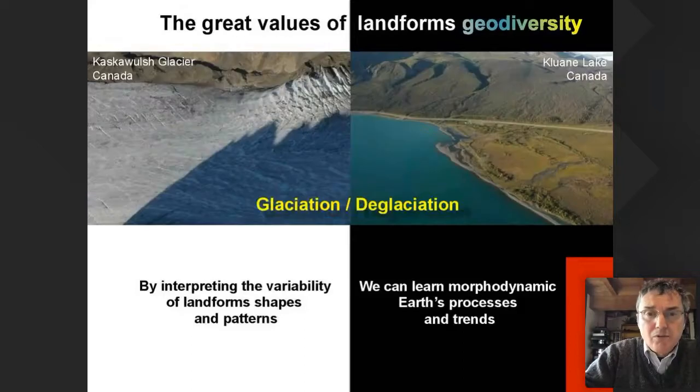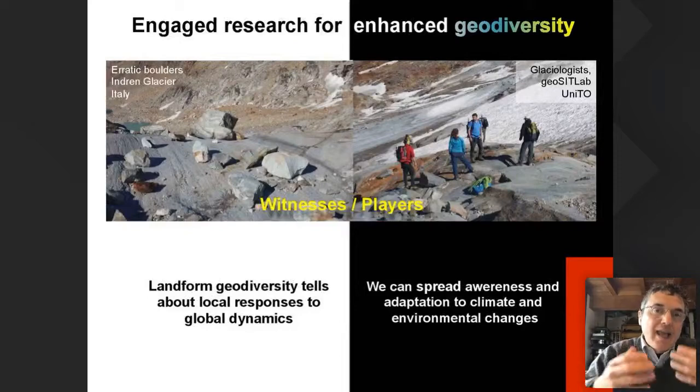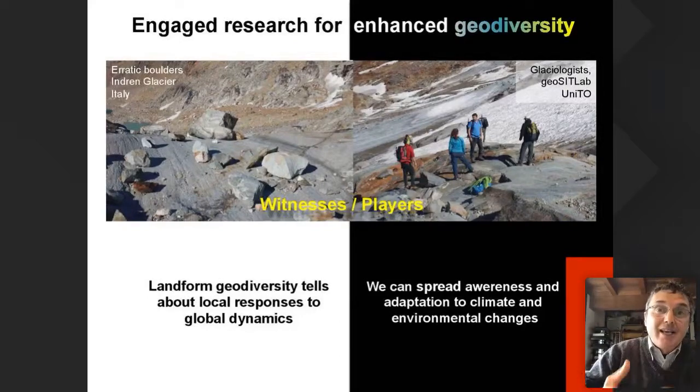And also the great value of geodiversity is related to understanding the dynamics related to climate change. Glaciation processes, deglaciation processes are shown by landform geodiversity. And by looking at them, there will be more awareness of the climate change in our land. So we are engaged for enhanced geodiversity perception.